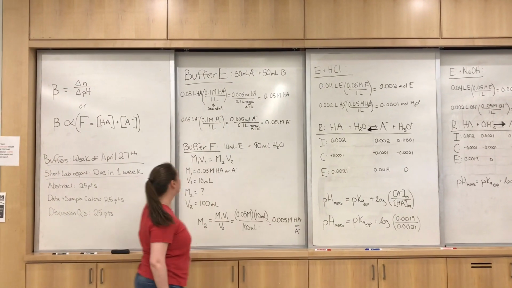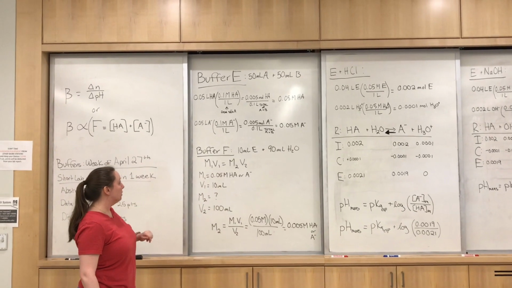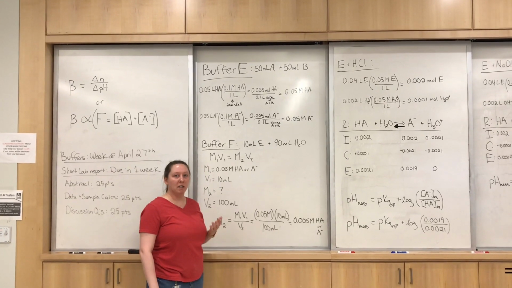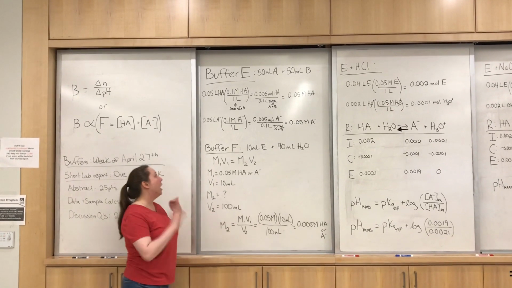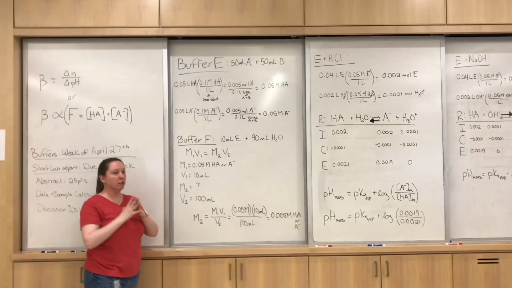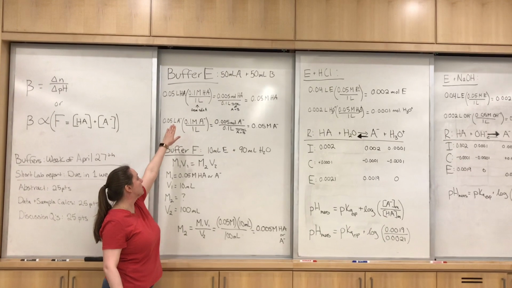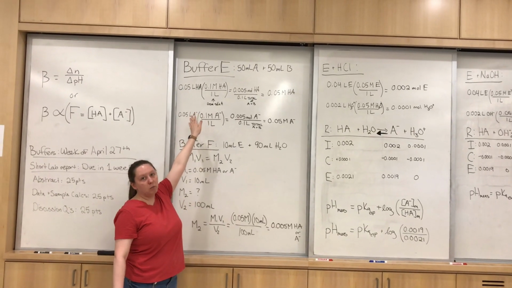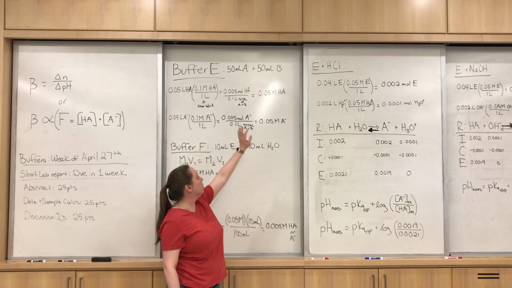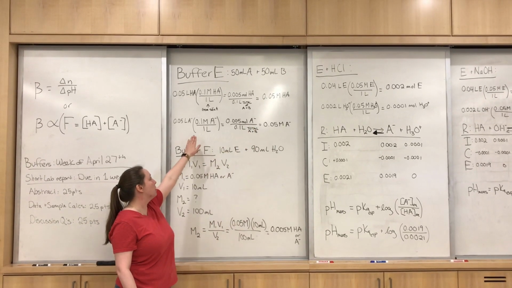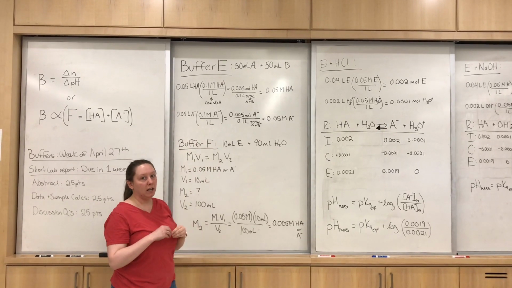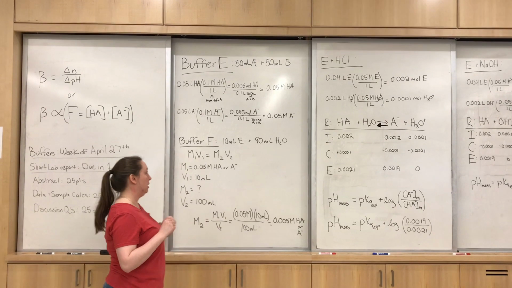Okay, so we're going to start with this board here. The first step that we are going to be doing in today's experiment is making our buffer solutions. So we have solution A, which contains a 0.1 molar solution of HA. And we have solution B, which contains a 0.1 molar solution of A minus. We're going to be adding those together to make our first buffer.